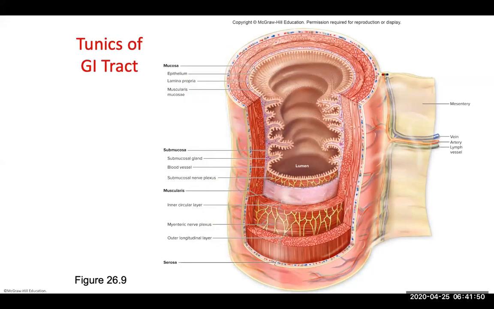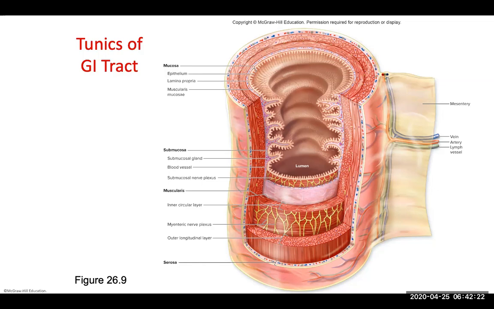You'll also need to know the different layers, or tunics, of your GI tract. All parts of the GI tract, as you know, are connected with a tube, and they all have these 3 layers of tissue, or tunics, we call them. The mucosa is the innermost layer. The submucosa is the next layer down, and then the muscularis is the big muscular layer. The serosa or adventitia is the outermost layer.